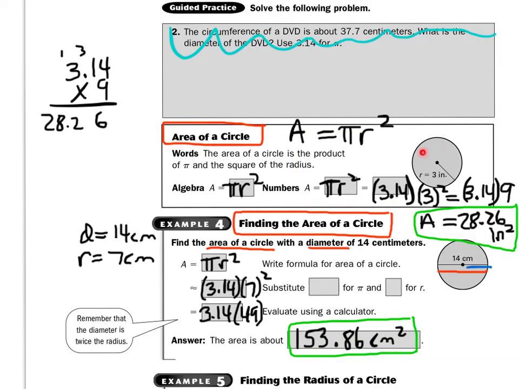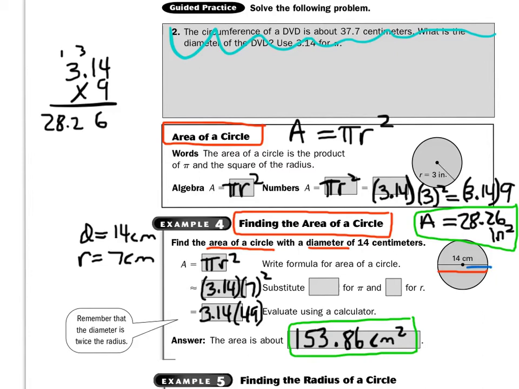Okay, let's talk about area of a circle. Area is all of the space inside a circle. Circumference goes around, area is inside. And so the formula is area equals pi times the radius squared, or the radius to the second power. Now, you always have to do the exponents, the second power, before you multiply by pi. Multiplying by pi should be the last thing you do.